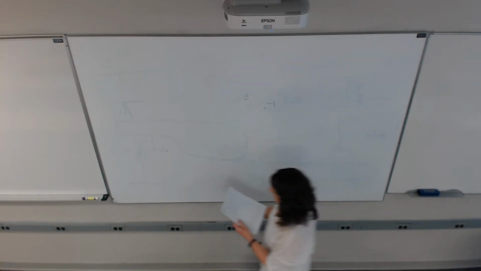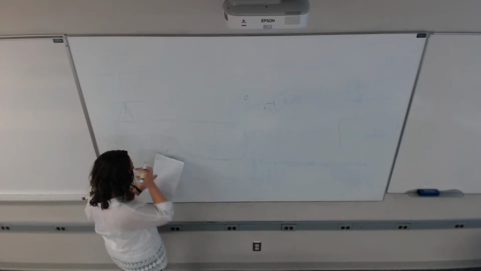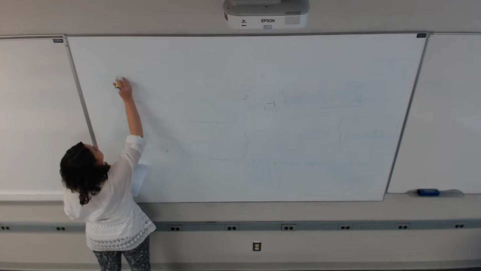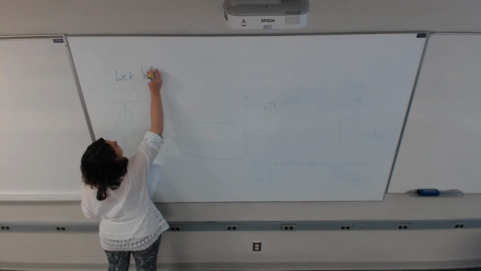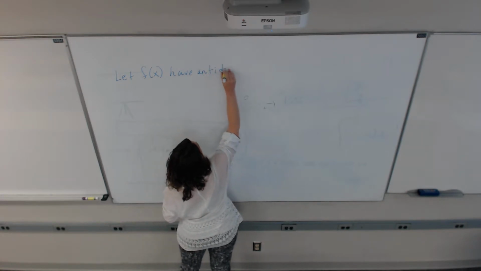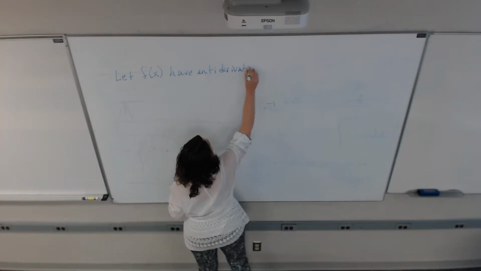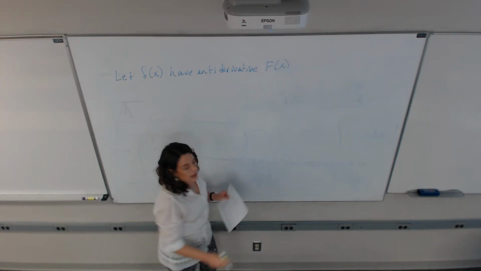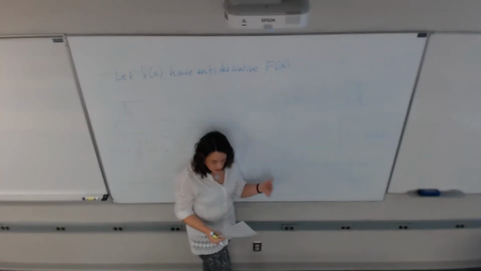All right, this is what we call U substitution, or the substitution rule for short. Let's suppose that we have some function f, and we know its antiderivative. Let f of x have antiderivative capital F of x. Okay. Now again, that means that capital F undoes the derivative.